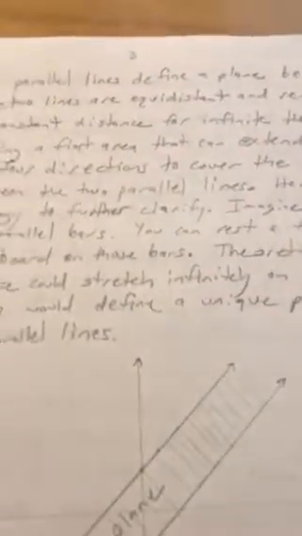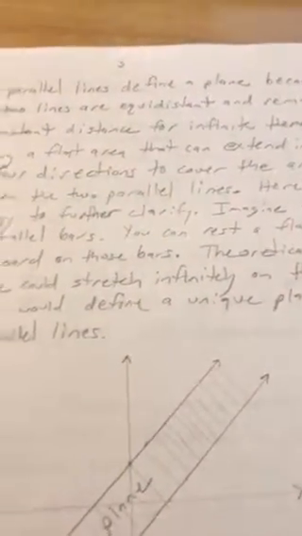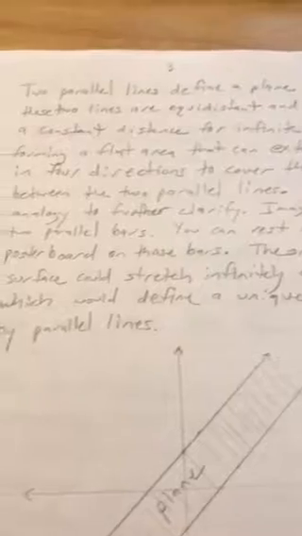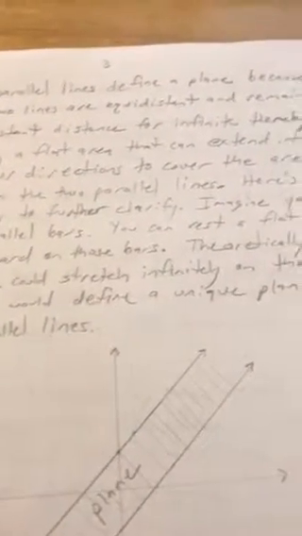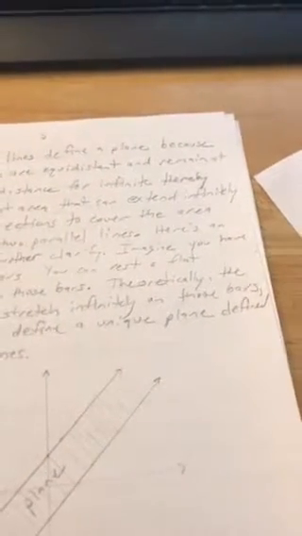Number 11, two parallel lines define a plane because these two lines are equidistant and remain at a constant distance for infinity, thereby forming a flat area that can extend infinitely in 4 directions to cover that area between the two parallel lines. I had an analogy: you have two parallel bars, you can rest a flat poster board on those bars, and theoretically that surface could stretch on infinitely, and that would be a unique plane defined by parallel lines, as demonstrated here below.